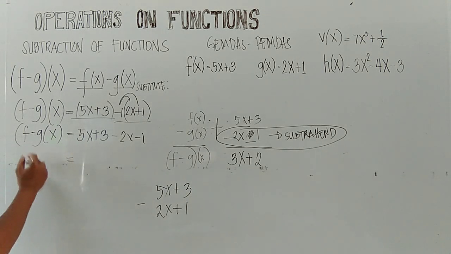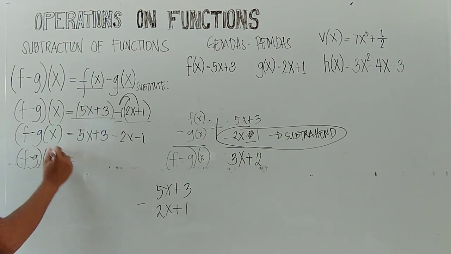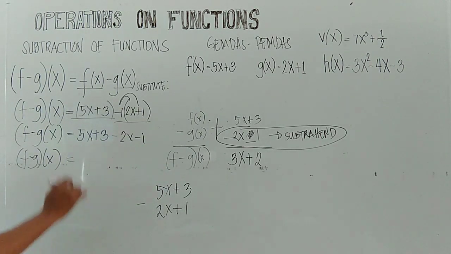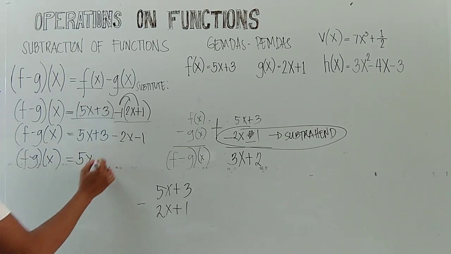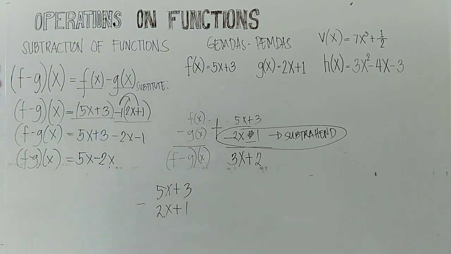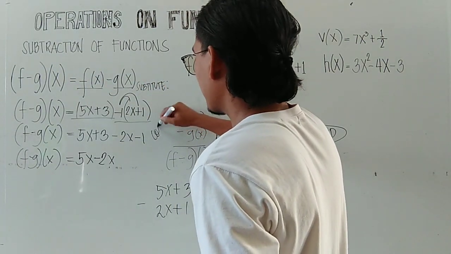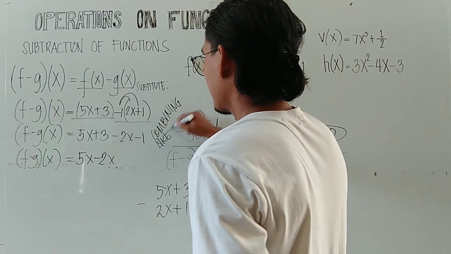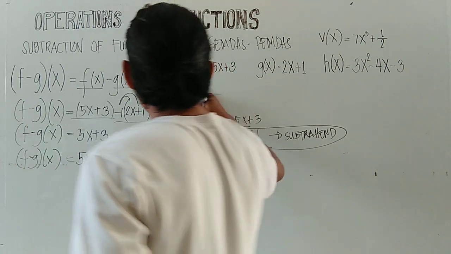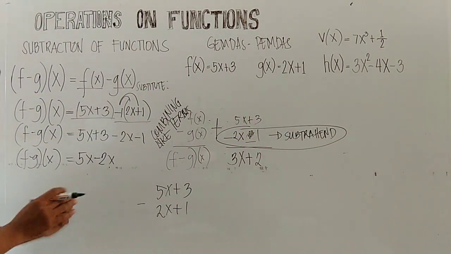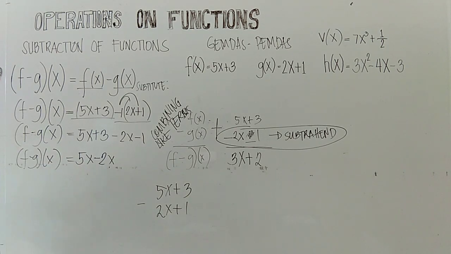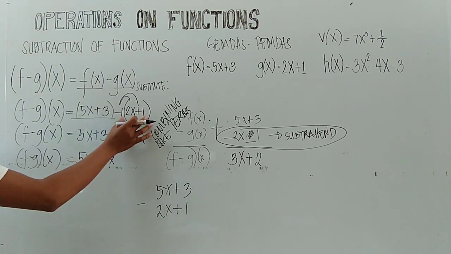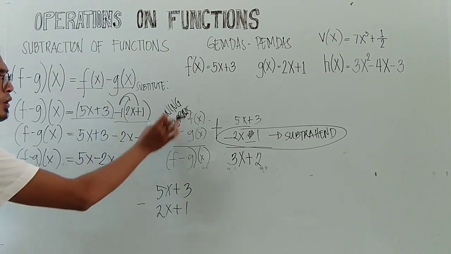Okay, let's proceed. So we have 5x plus 3 minus 2x minus 1. To be basic and fundamental, the next step, just like addition, is combining like terms. The rule is: change the sign of the subtrahend and proceed to the rule of addition. The rule of addition is combining like terms. After you change the sign of the subtrahend, proceed to addition or combine like terms.